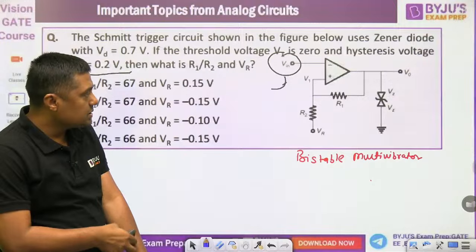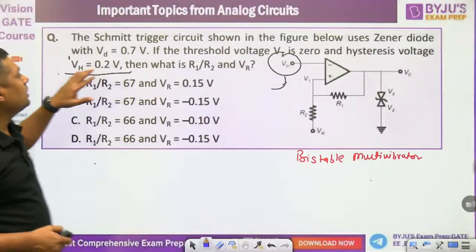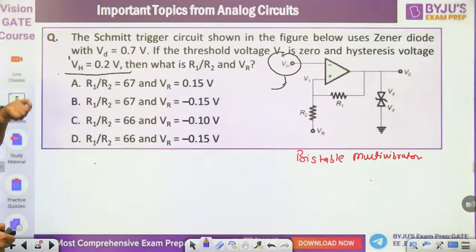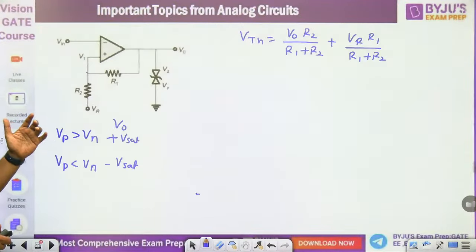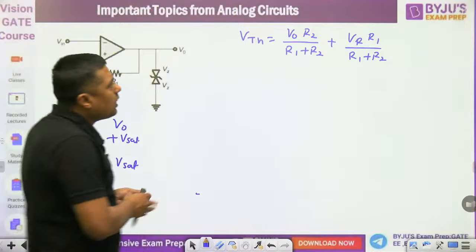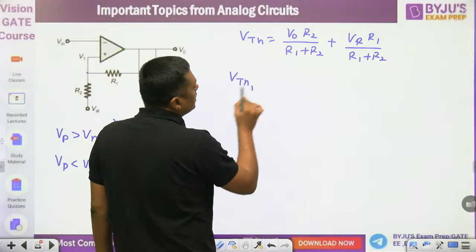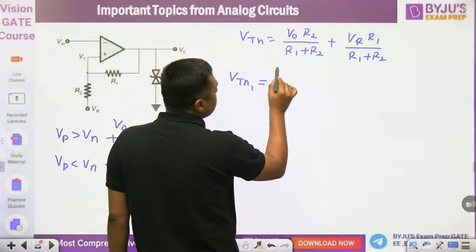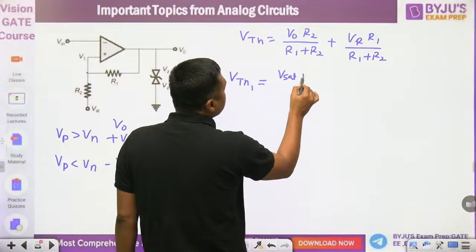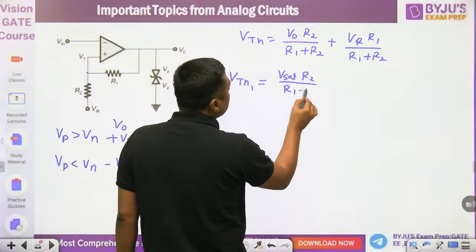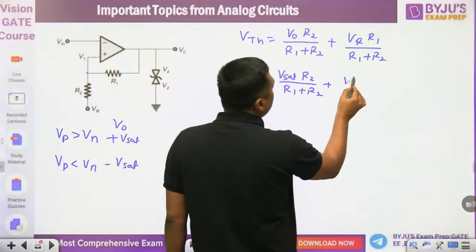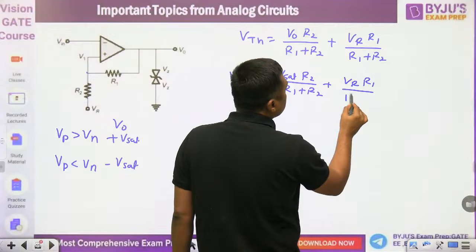We see nothing is given, right? If the threshold voltage is zero, I'm going to explain what the threshold voltage is. When I am talking about the threshold voltage, what is the upper threshold? The upper threshold voltage Vth1 is plus Vset R2 upon R1 plus R2 plus Vr R1 upon R1 plus R2.